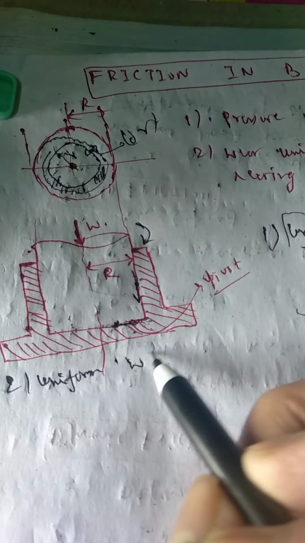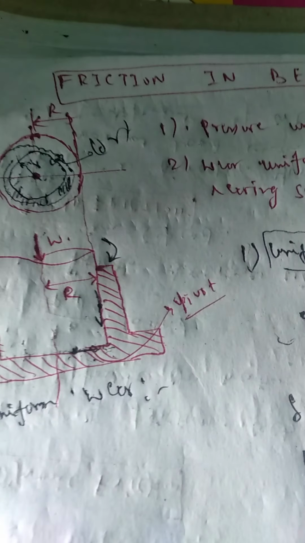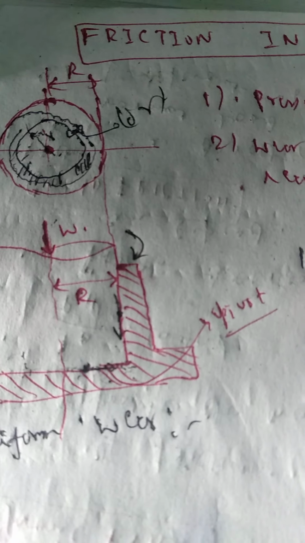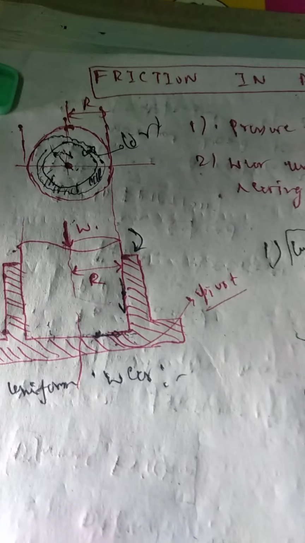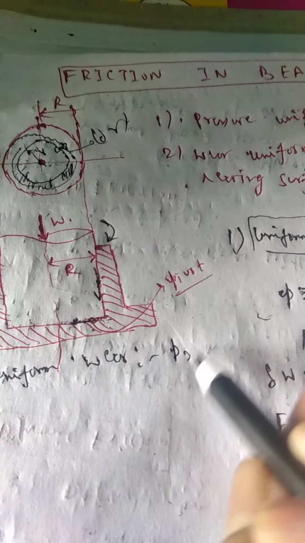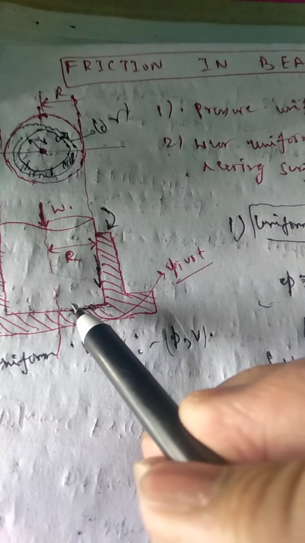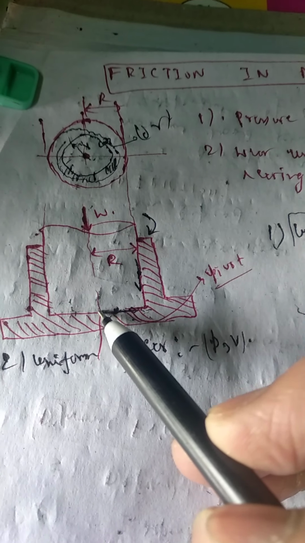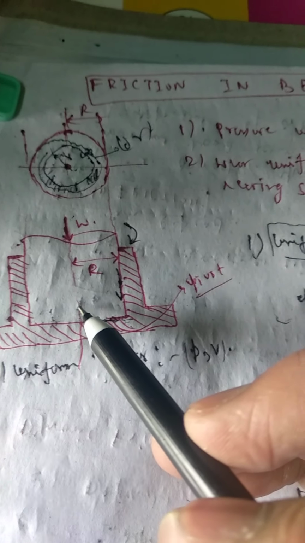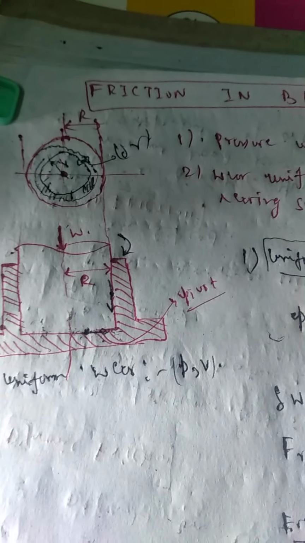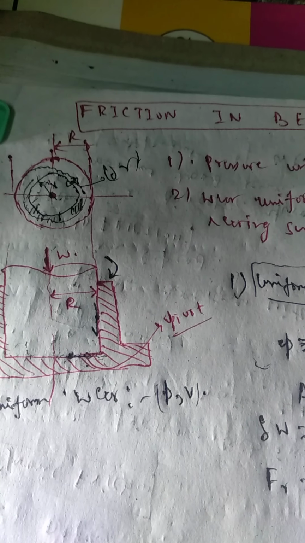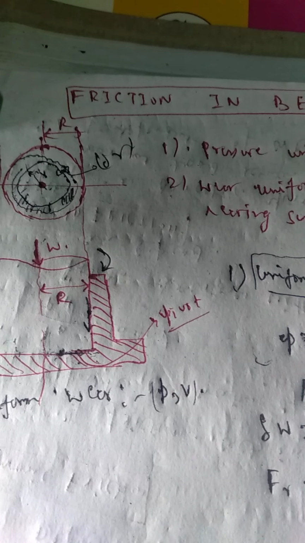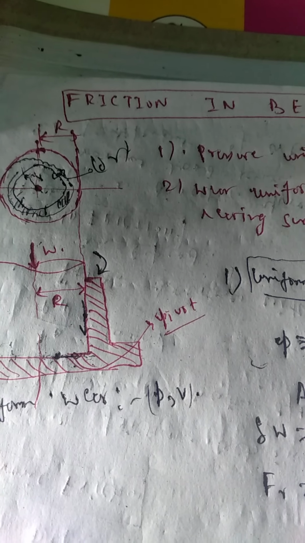In case of uniform wear, the rate of wear depends upon the pressure and the velocity of the rubbing surface. As you already know, the velocity increases with the increase in radius r, or the distance from the axis. The rate of wear is proportional to the product of the intensity of pressure and the velocity of the rubbing surfaces.